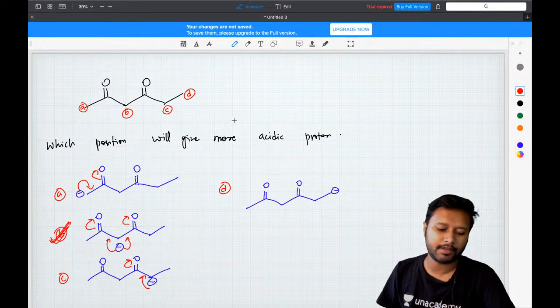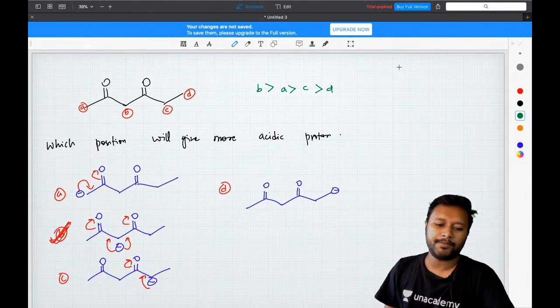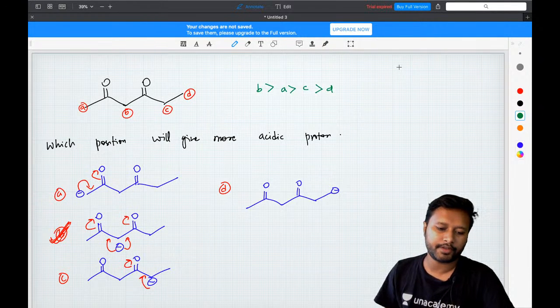Yeah, very nice. The order will go in this way only, that B will be highly acidic, then comes A, then comes C, and the least one is D. This is the order of acidic protons in it. ठीक है. So that's how we approach order of acidity.